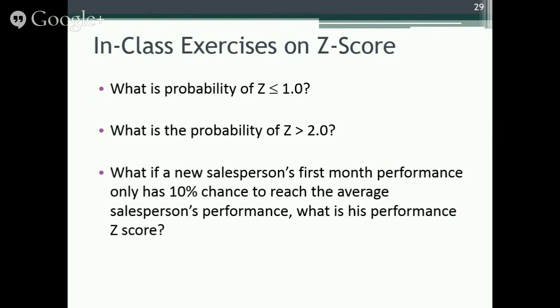And what if a new salesperson's first month performance only has a 10% chance to reach the average performance? What is the performance z-score? Essentially, you're finding out what the z-score is if they have a 10% chance of reaching the average. So think about working backwards from the probability back to the z-score. I want you guys to think about this. Maybe we'll talk about it in class on Wednesday.